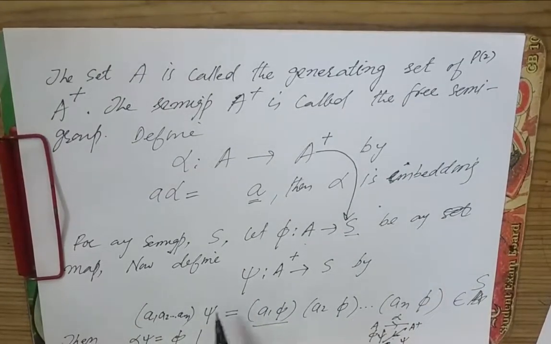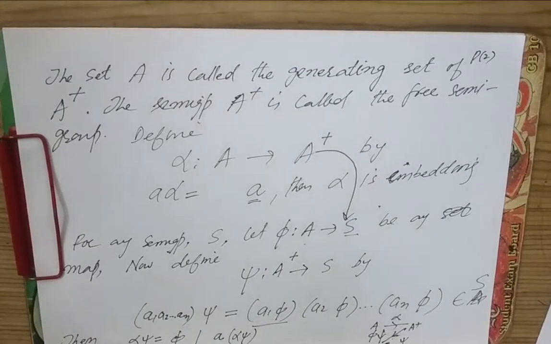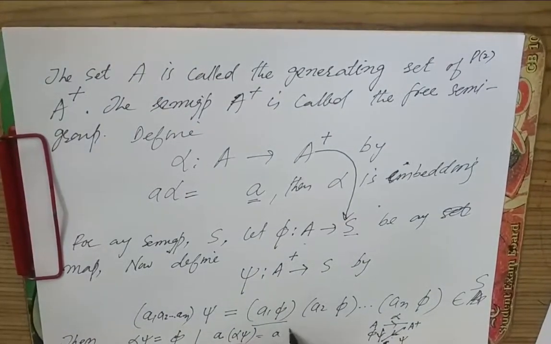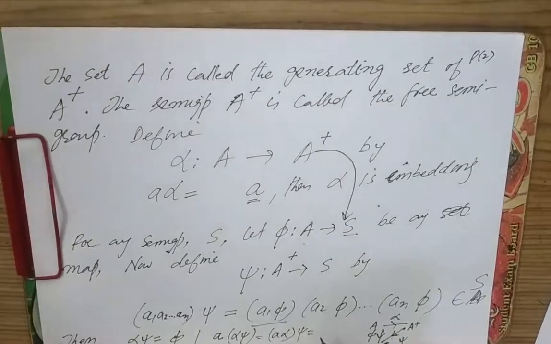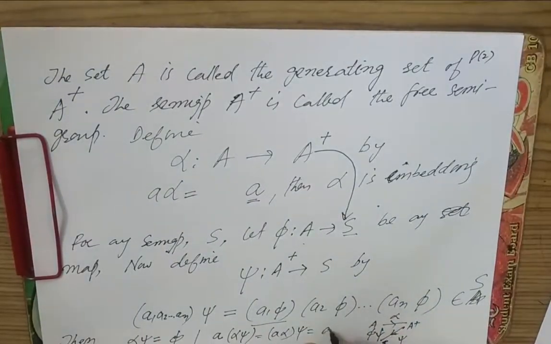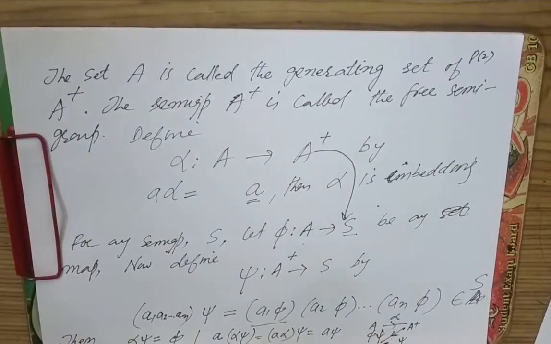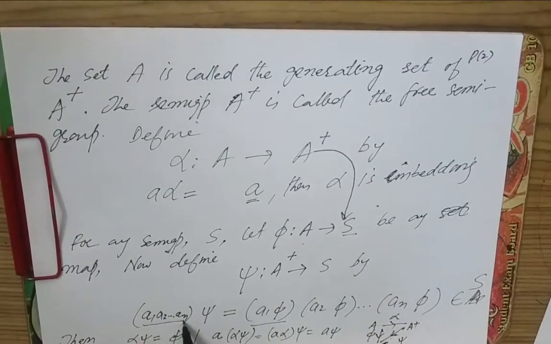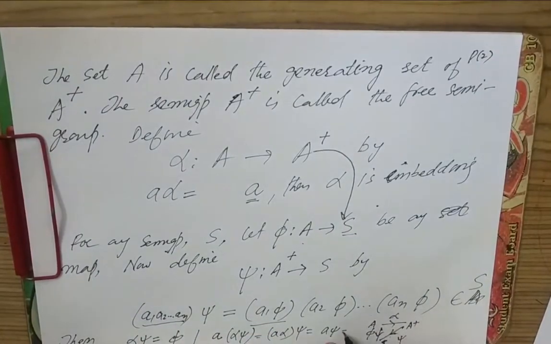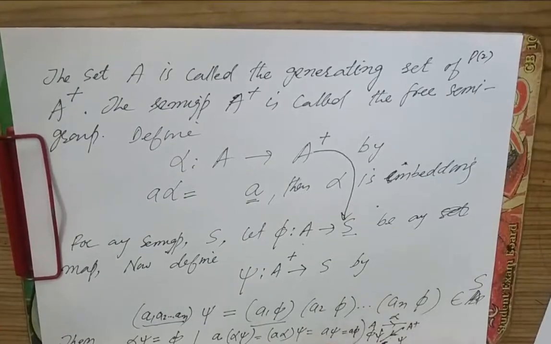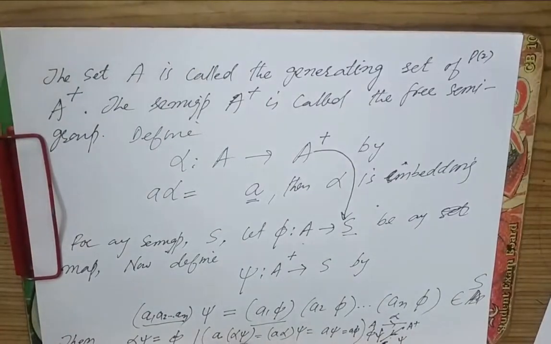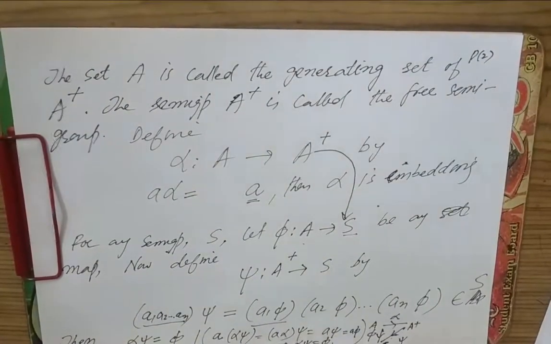So let's verify this. What's alpha? Alpha is a map from A. Let's take any a from A. So a alpha psi should be equal to a phi. By definition, it's equal to a alpha then psi. What's a alpha? a alpha is a, so it's a psi. And what's a psi? You can see here, if we have a single letter, then a psi is equal to a phi. So you can see a alpha psi is equal to a phi, which means that alpha psi is equal to phi. So this diagram commutes.